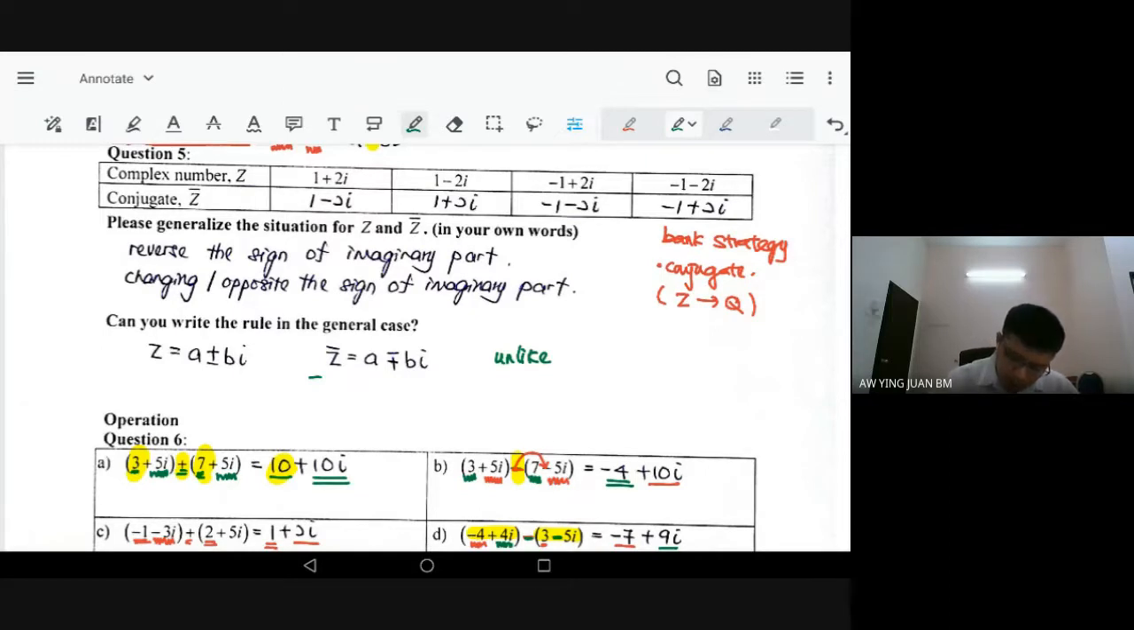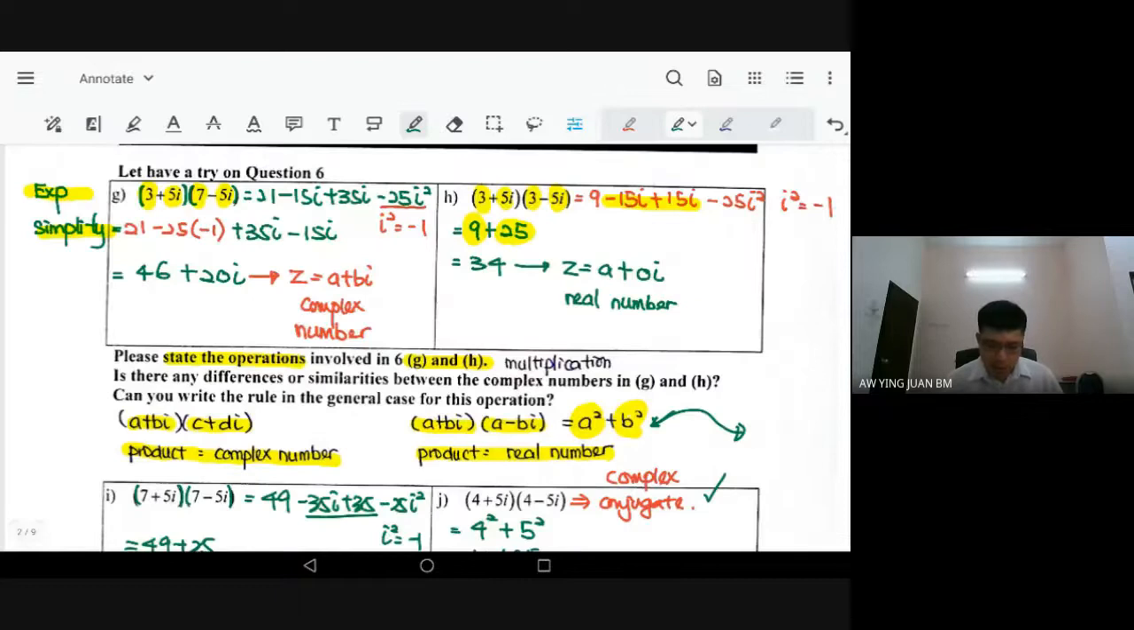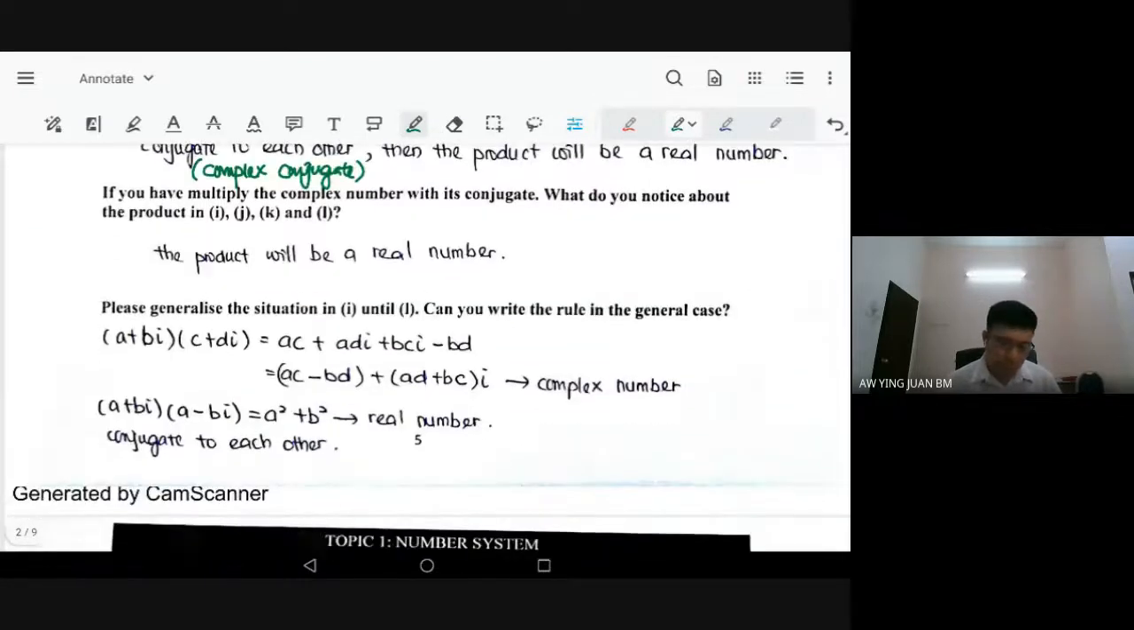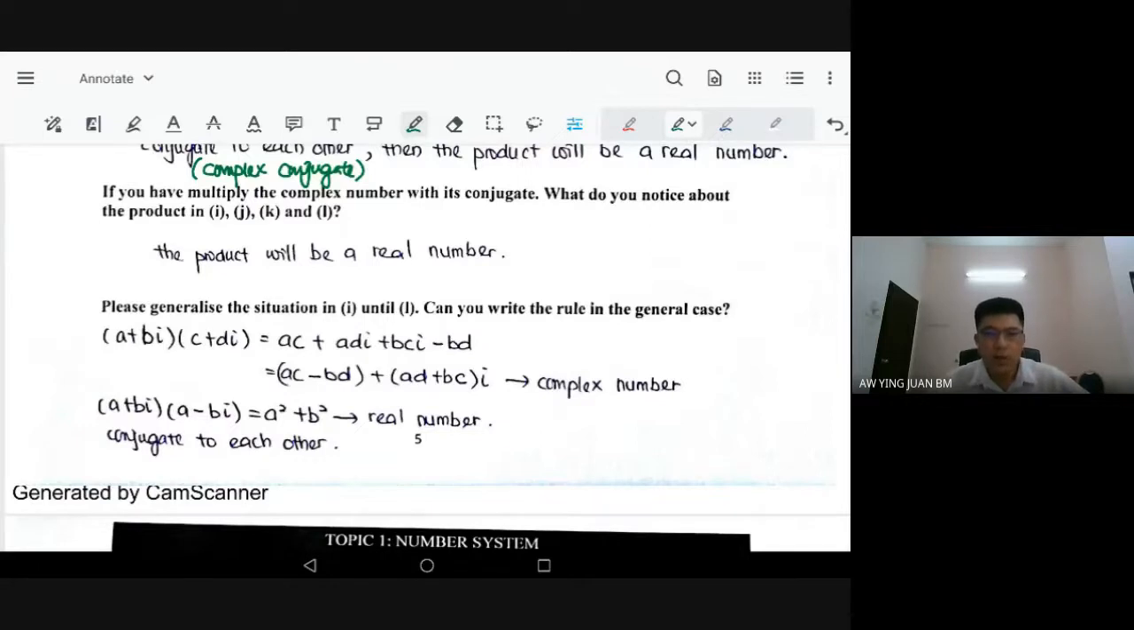So bank of strategy, tambah ya. We have expand, we have simplify. Bank of strategy. Tambah. Next, kita continue lagi. If you multiply the complex number with a conjugate atau its conjugate, what do you notice about the product in I, J, K, and L? The product will be a real number. Please generalise the situation from I to L. Can you write the general rules?